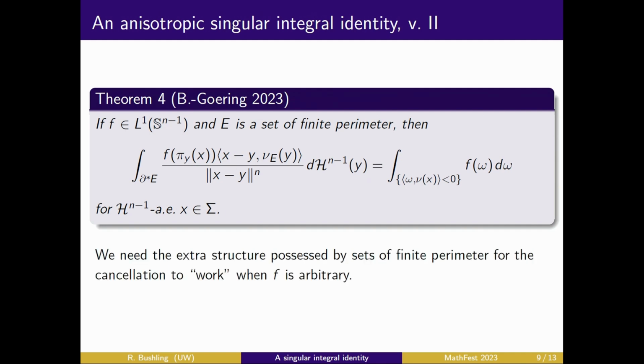So, all right. The reason that we need a set of finite perimeter in order to drop the assumption that f is odd goes back to that extra structure, the alternating signs of the vectors as you fire your directed line through the set. It's just somehow necessary for this cancellation to work appropriately.